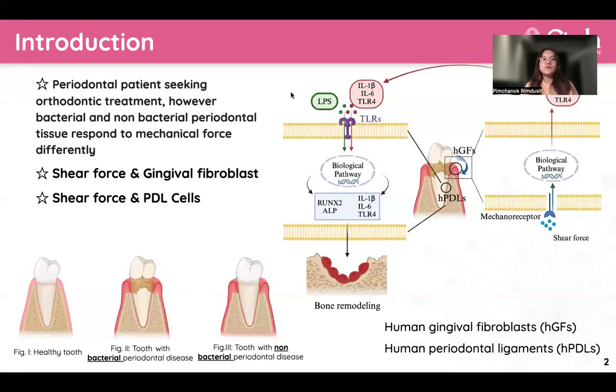Therefore, the use of mechanical force such as mechanical toothbrush and orthodontic force in periodontitis is controversial. Periodontal ligament receives signals from the surrounding gingival tissue. Priming cells with mechanical force has been reported to affect the adjacent periodontium.